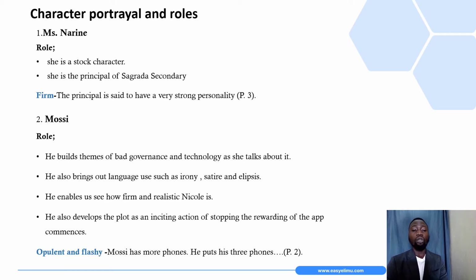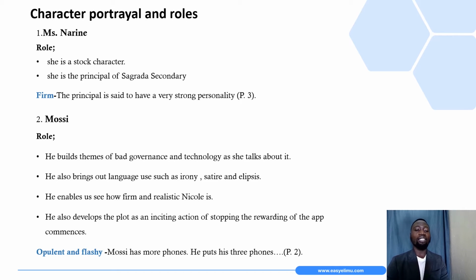Again, as he also addresses it after being told about the Samaritan app. So he also brings out language use such as irony, satire, and ellipsis. So we are going to expound on those language uses when we look at the language and style used in the scene. So he brings out language use such as irony, satire, and ellipsis.